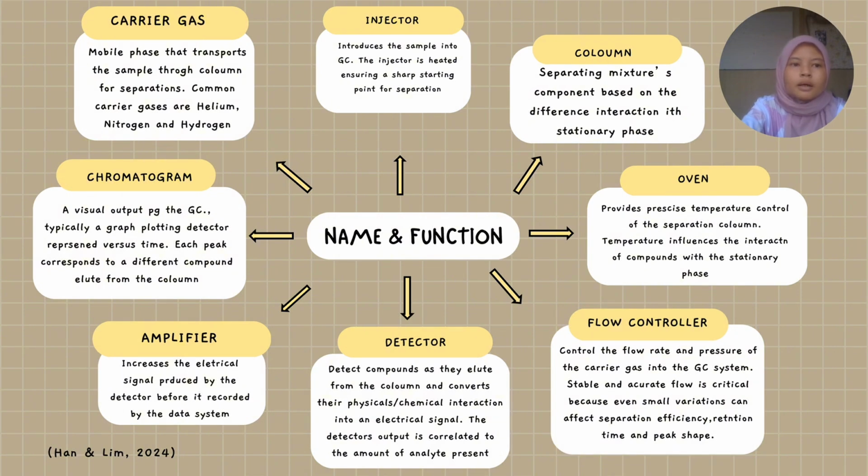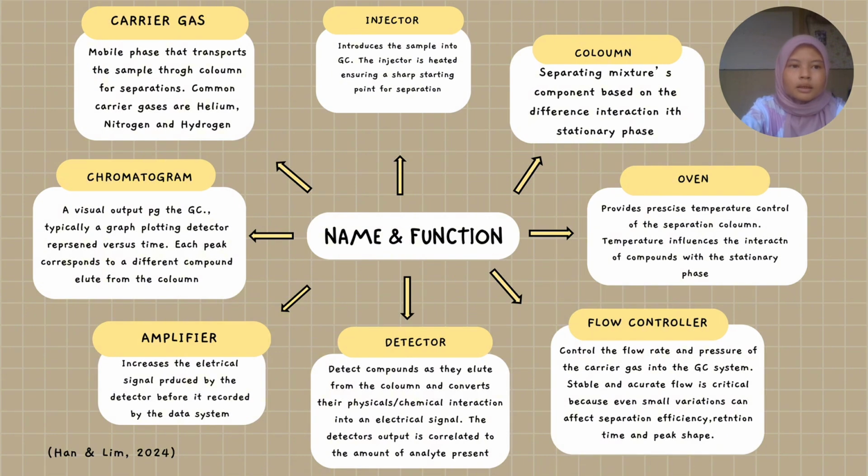The fourth is the oven, which controls the temperature of the column. The temperature affects the retention times and the quality of the separations. Fifth is the flow controller, which regulates the pressure and flow rate of the carrier gas. A stable flow is important to obtain accurate results and good peak shapes.